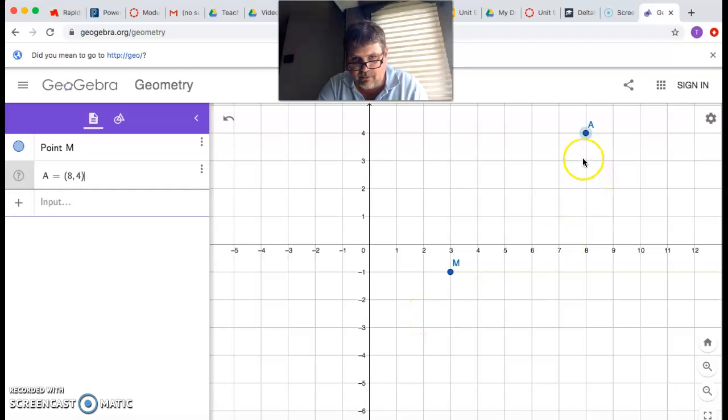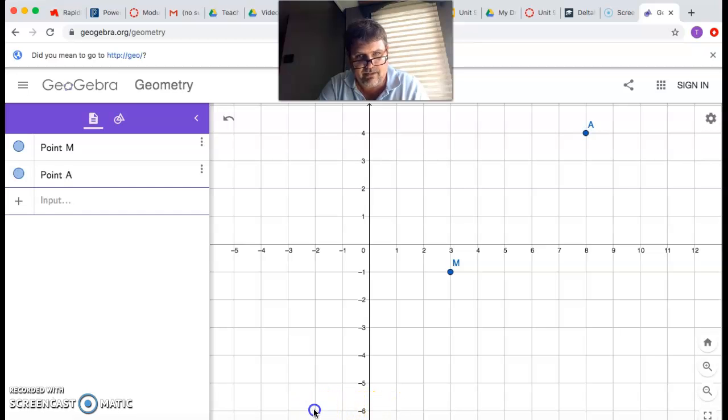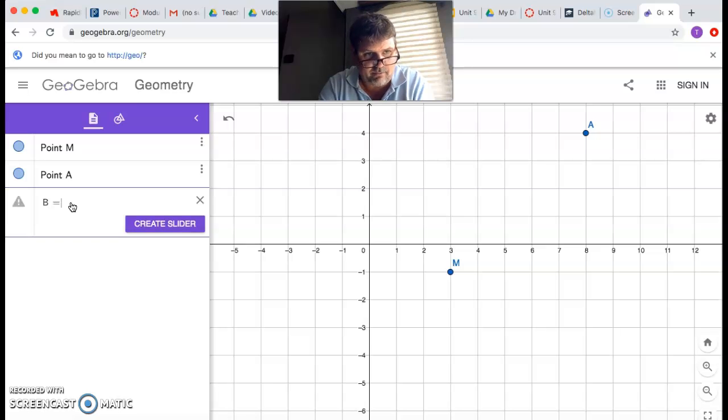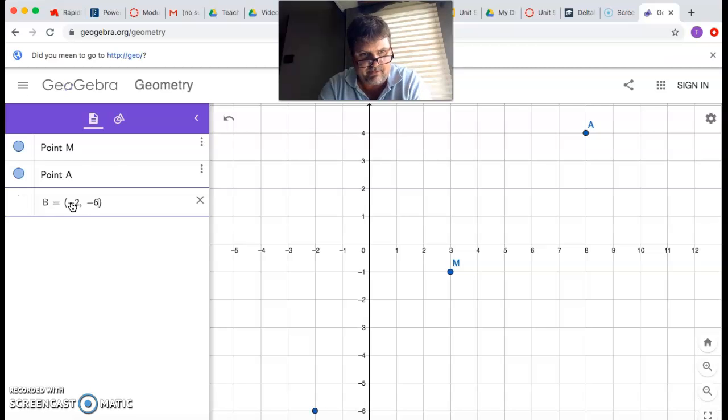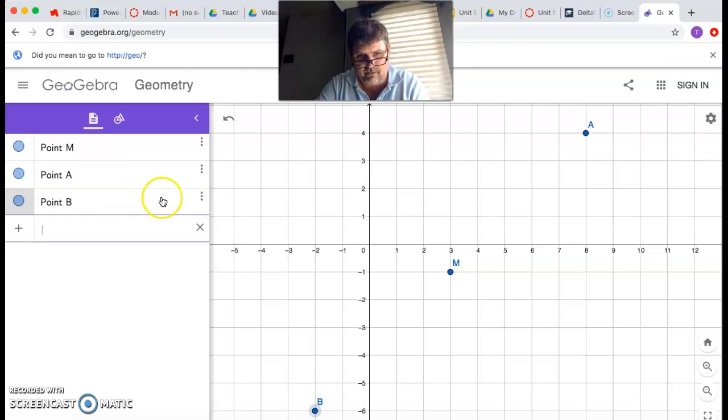So one way to do this is say, well, let's do some block counting. It's got to have the same slope. And if you block count from A, you'd have to go down 5 over 5. And if you do the same thing here, you go down 1, 2, 3, 4, 5 over 1, 2, 3, 4, 5. And guess what point that is? That's that negative 2, negative 6. So B equals negative 2, negative 6. And there is the other coordinate.